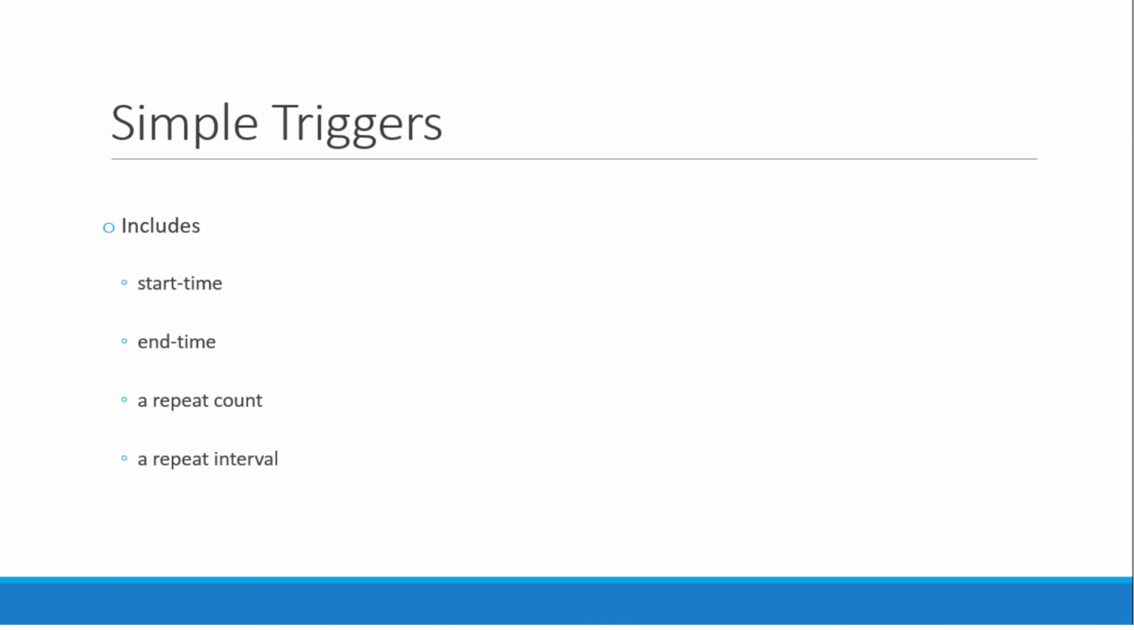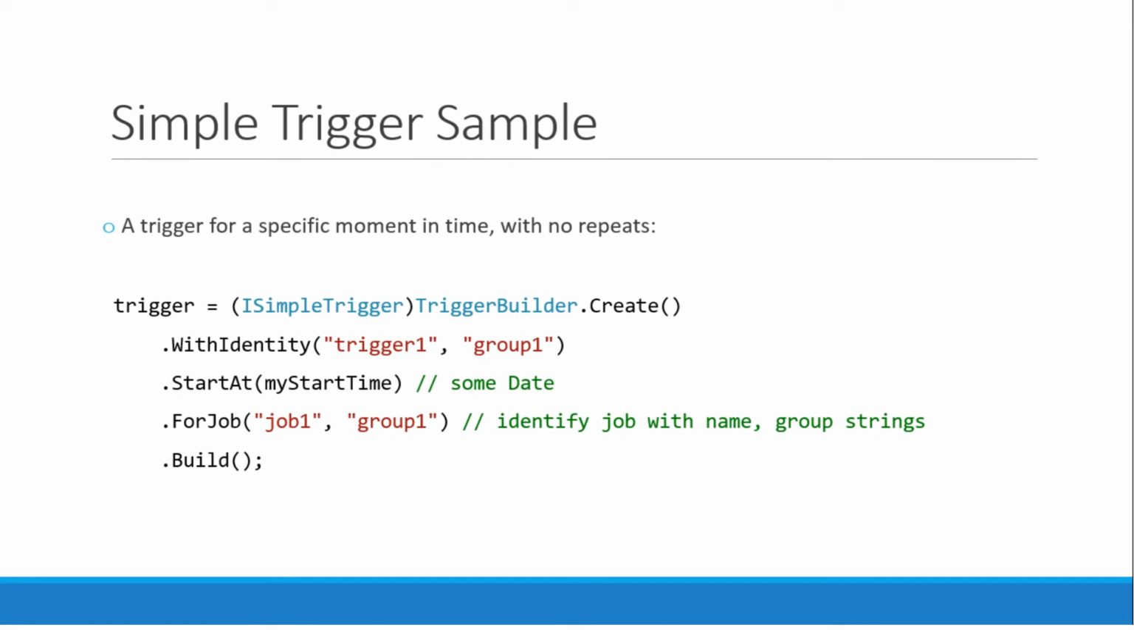I told you that there are 2 types of triggers in Quartz.net. The first one is the simple trigger. This is the most commonly used and rather basic kind of trigger there is. It includes a start time, end time, a repeat count, and a repeat interval. If we take a timer, we can only set the start time and a repeat interval. Here we can tell the trigger to start at this time, and optionally give an end time as well, and we can say go on for 5 rounds and then stop the execution, and give a repeat interval as well.